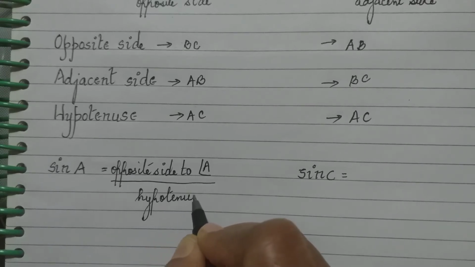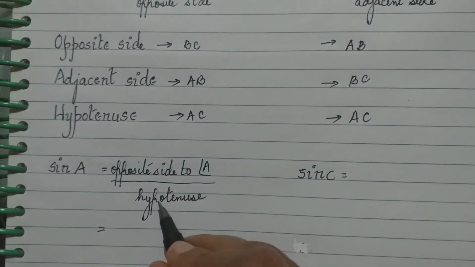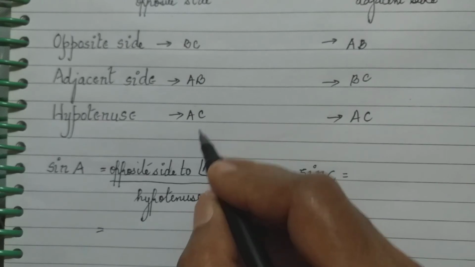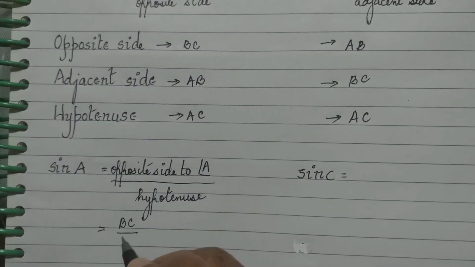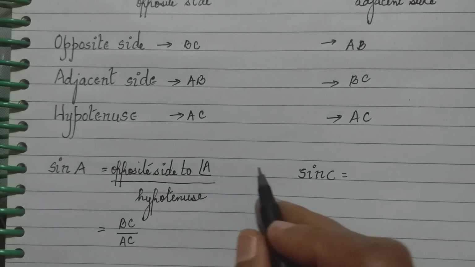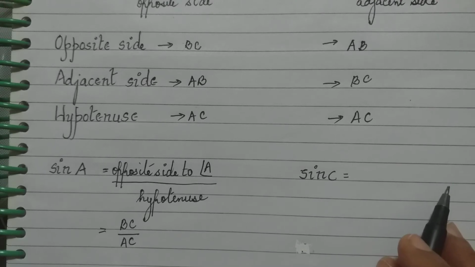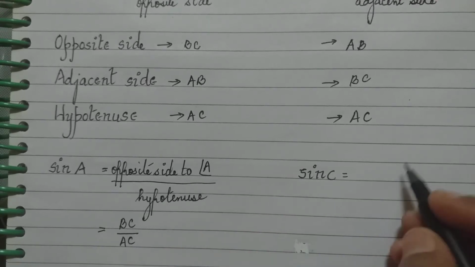So we look at what we have found, the opposite side and the hypotenuse in this triangle. Opposite side to angle A was BC, hypotenuse is AC. So this becomes BC upon AC. Now if this is opposite side to angle A upon hypotenuse, when I write sine C, it will be opposite side to angle C upon hypotenuse.